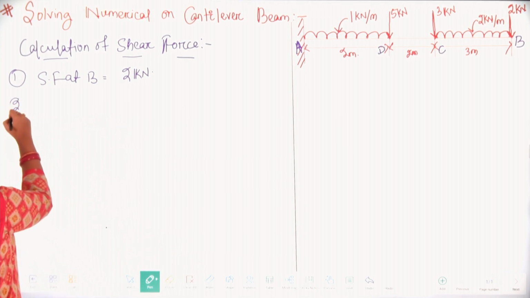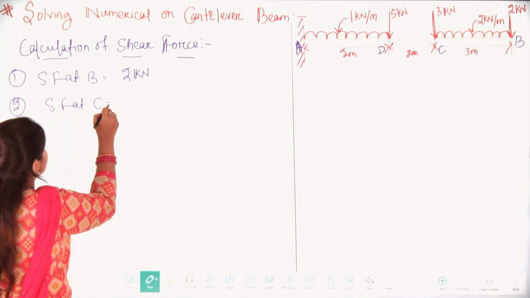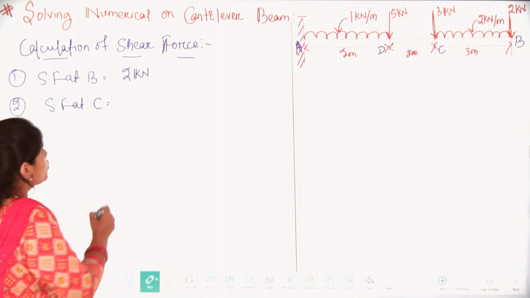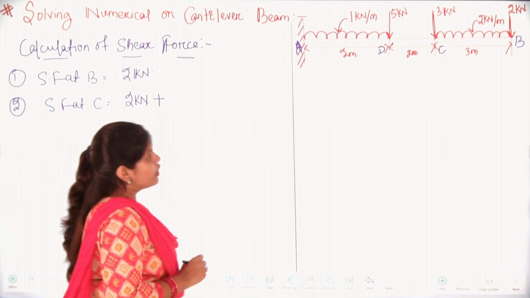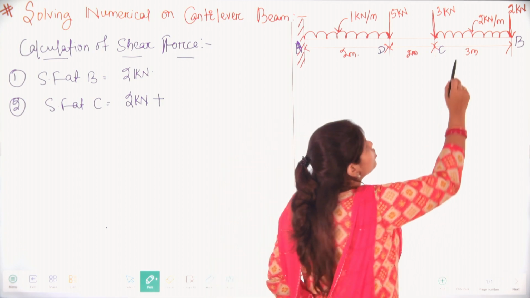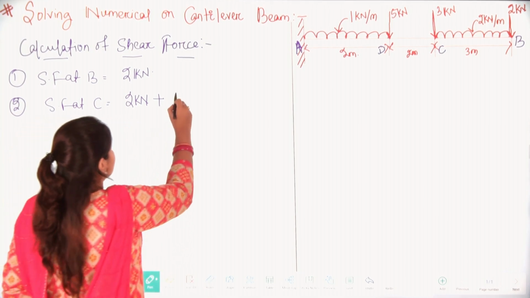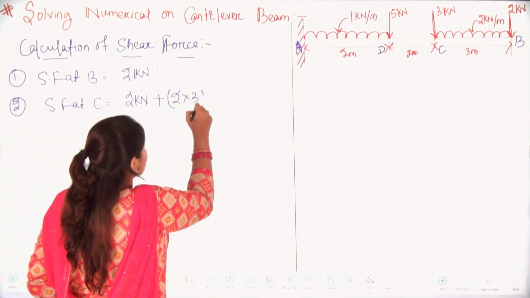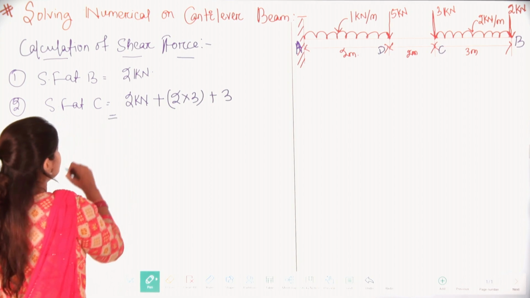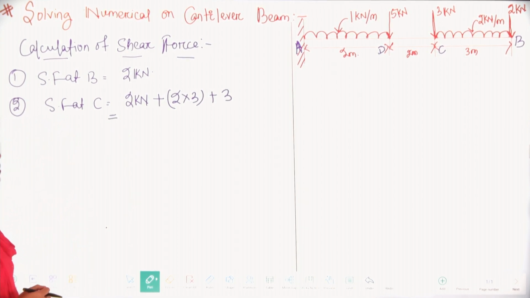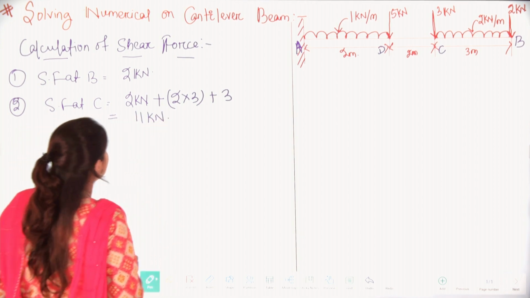Next is the shear force at C. Shear force at C will be the 2 kilonewton point load plus the UDL. The UDL applied here is 2 kilonewton per meter over a distance of 3 meter, so the UDL will be 2 into 3, and the point load is 3. So it will be 2 plus 6 plus 3. Here you will have 11 kilonewton of load.